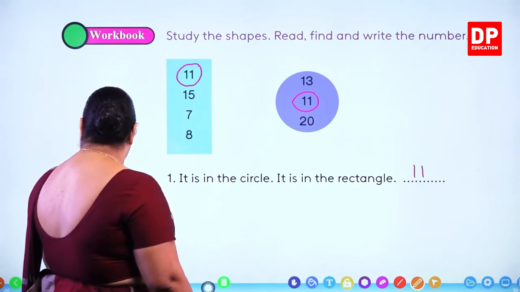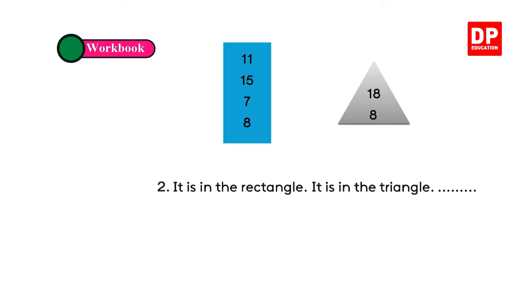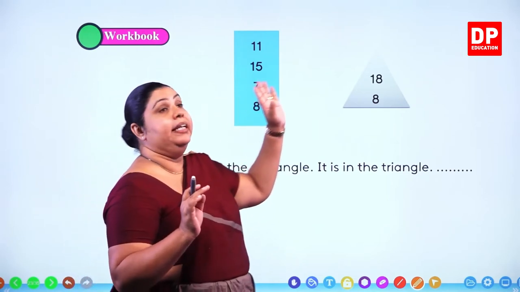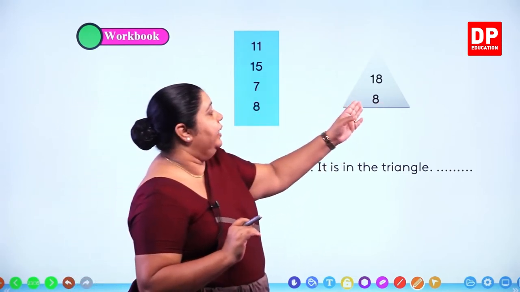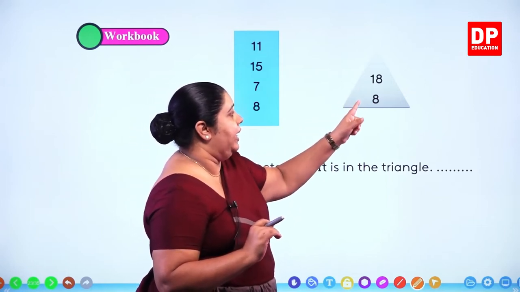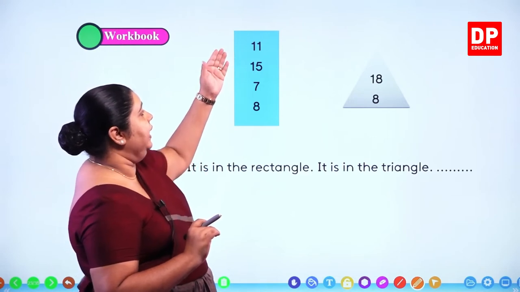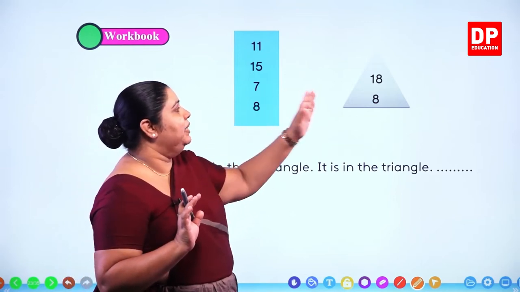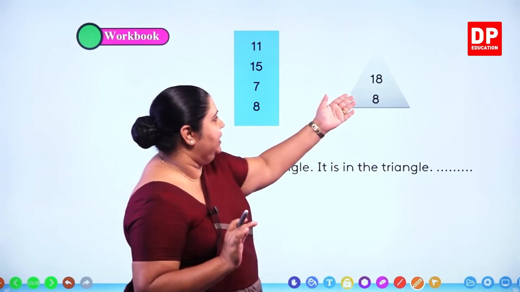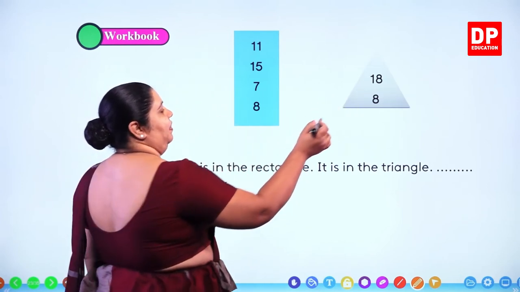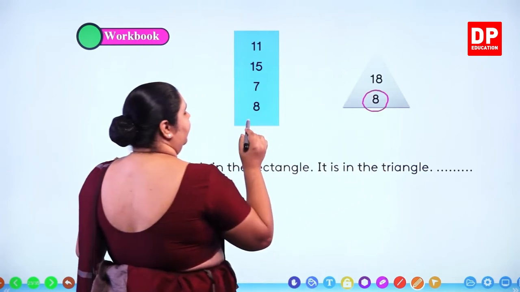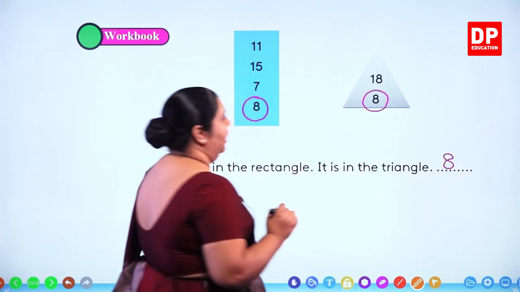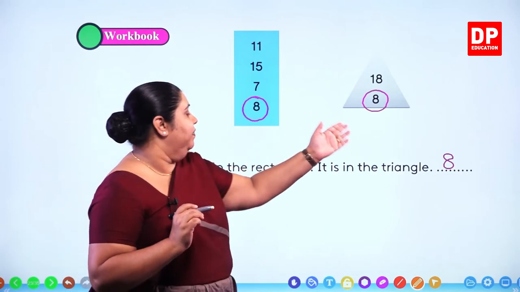Okay, right. Now the second sentence. It is in the rectangle, it is in the triangle. Oh, now we have to find that number which is in the rectangle and in the triangle. Let's see, the triangle has only two numbers, number 18 and number 8, but the rectangle has 11, 15, 7 and 8. So what is the number that we have in both the shapes? Number 18 or number 8? It's number 8. We have number 8 in the triangle and in the rectangle as well. Number 8 is both in the rectangle and the triangle.